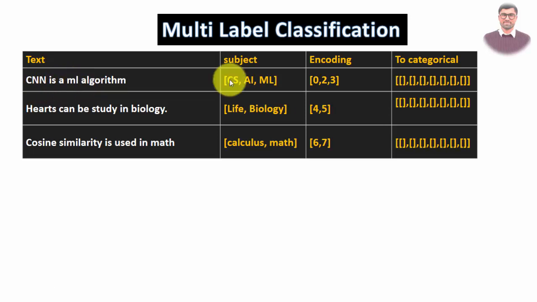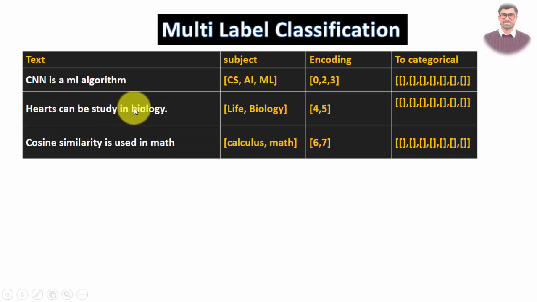Now here we can't say that we have just one class. Actually we have a class, subject, but within subject we have a lot of labels. This sentence, CNN, is nothing but the convolutional neural network that comes from machine learning algorithms. It belongs to computer science, it also belongs to artificial intelligence, and it also belongs to machine learning. So the subject could be a class, but within this class we have further labels, 3 labels, right?